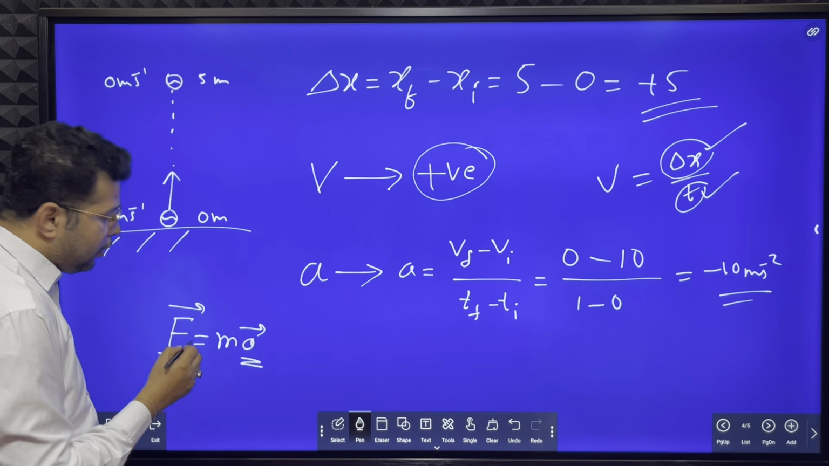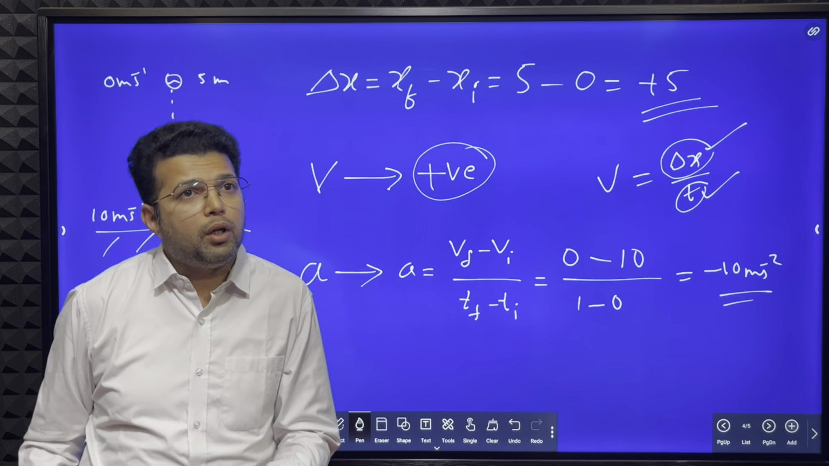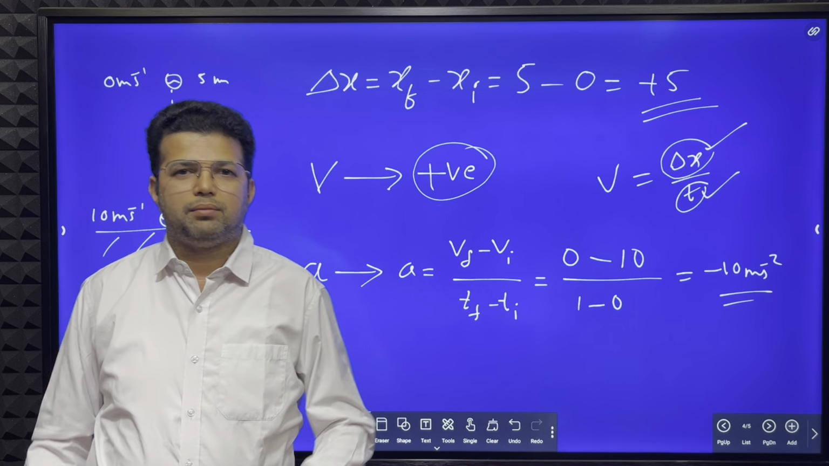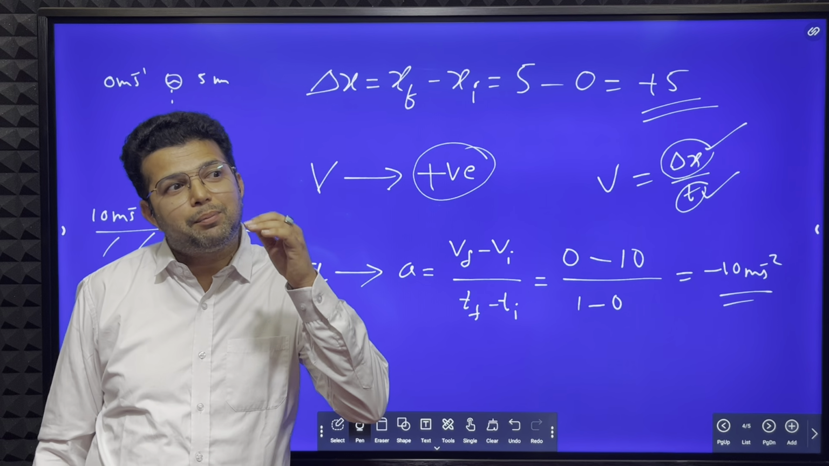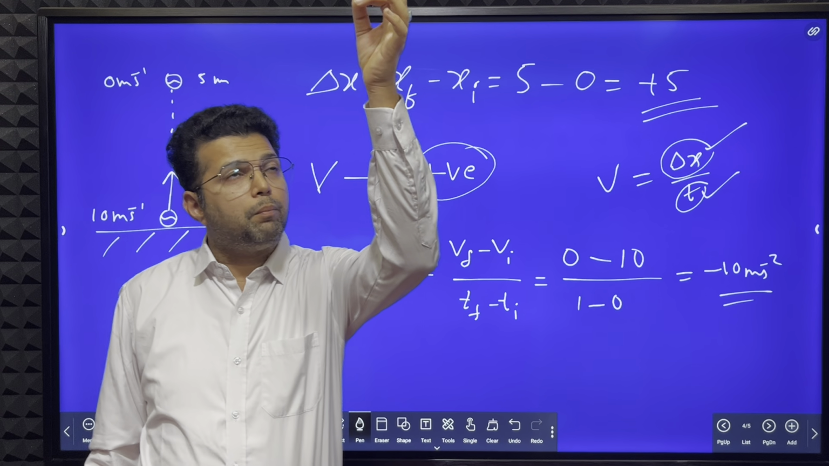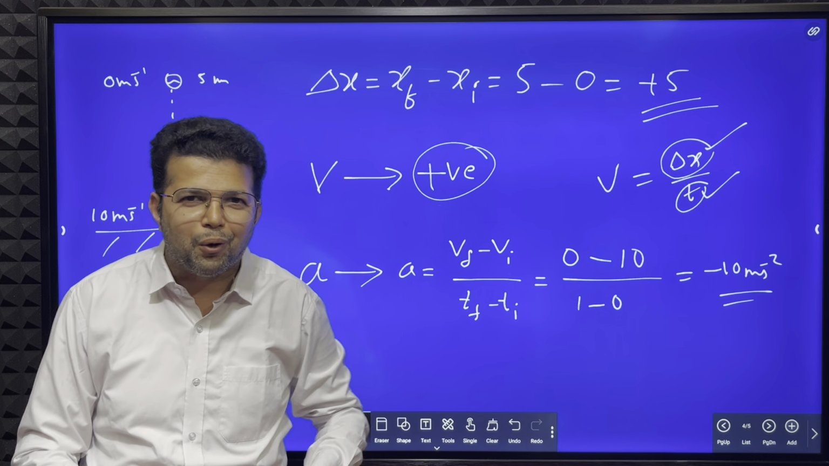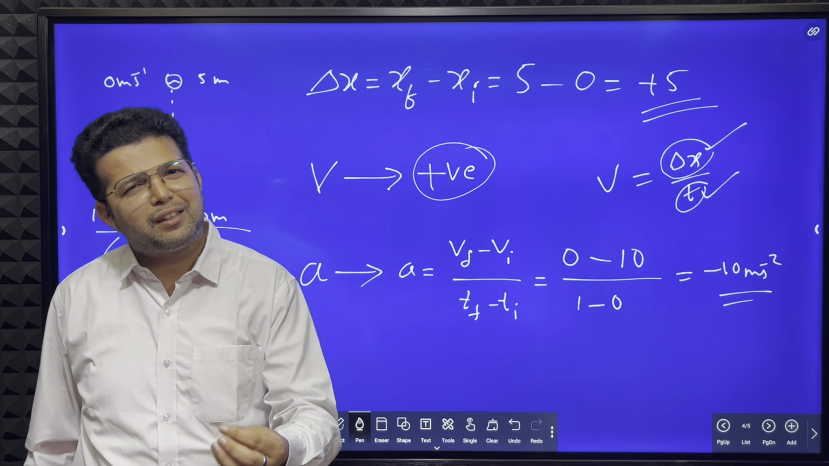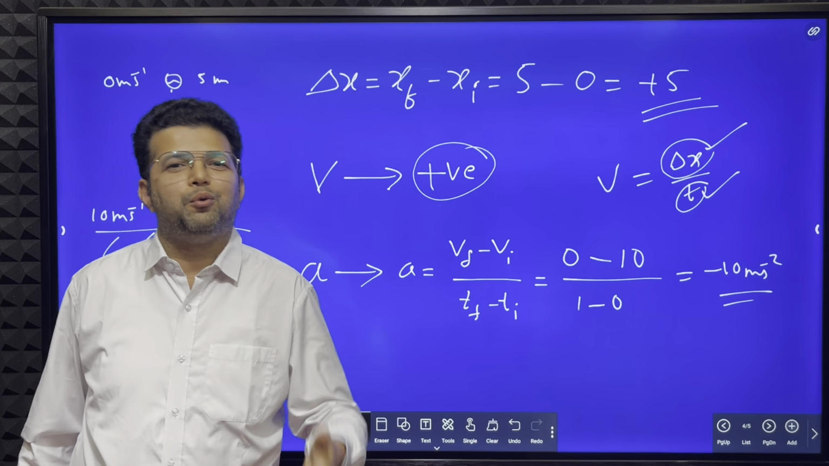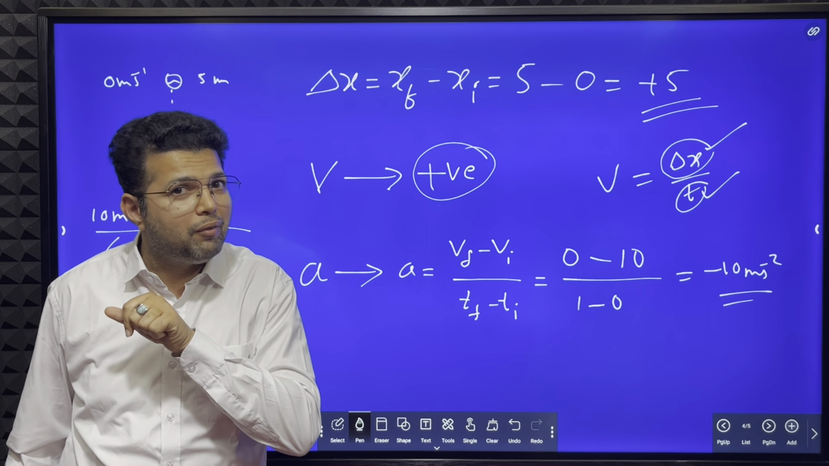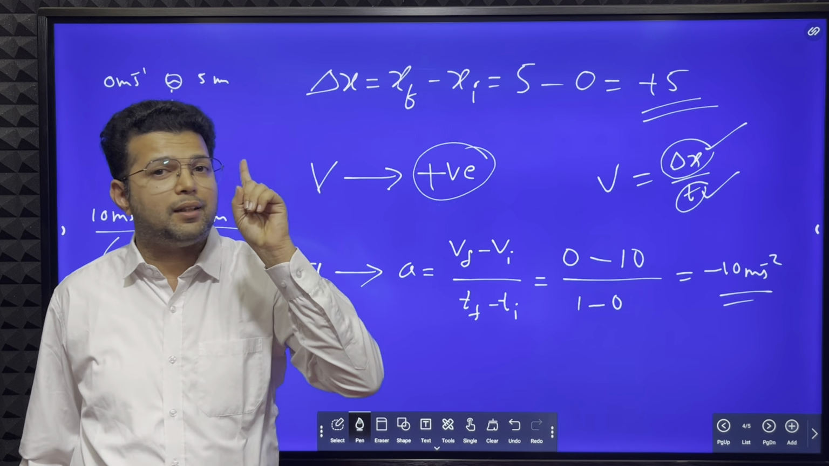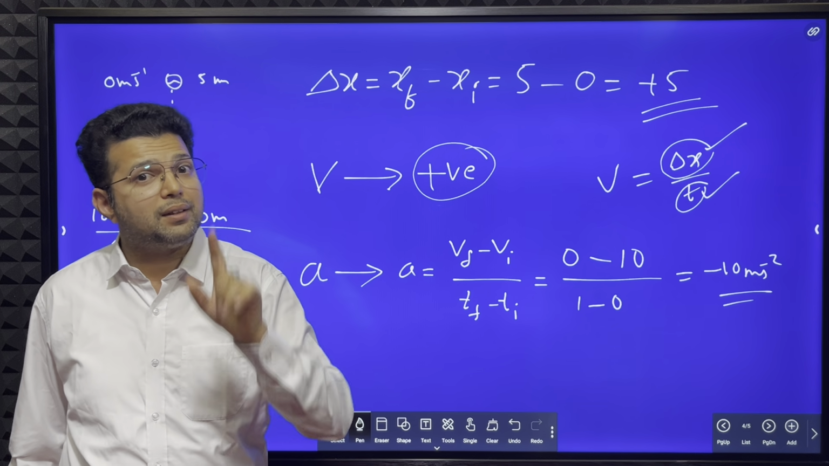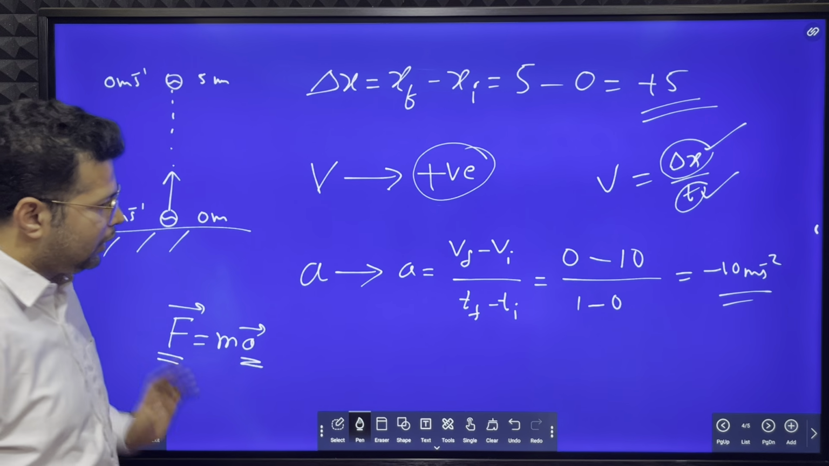So when the ball is thrown upwards, earth pulls the ball downwards. Correct na? That is why speed of the ball is decreasing. When the ball is coming downwards, earth is also pulling the ball downwards. So therefore, acceleration always should be downwards. According to our convention, we have taken upward direction as plus y, but acceleration is always downwards. Therefore, acceleration is always negative. You have to remember this.